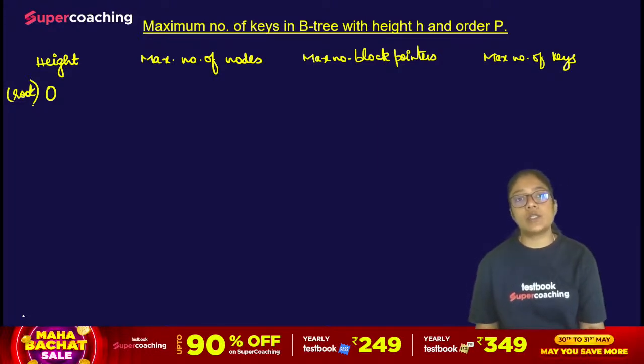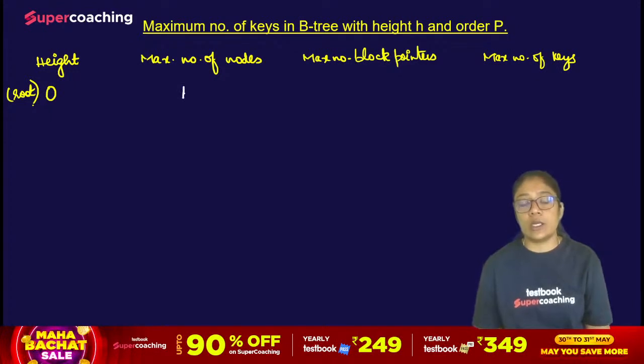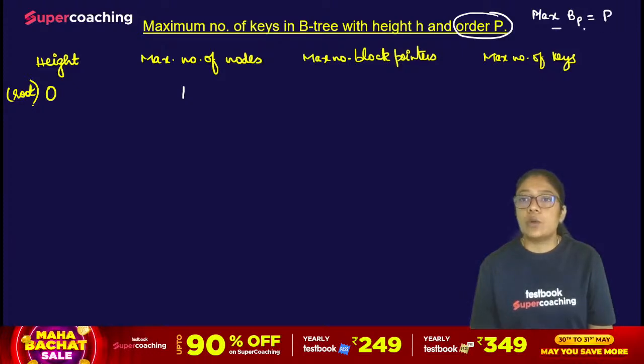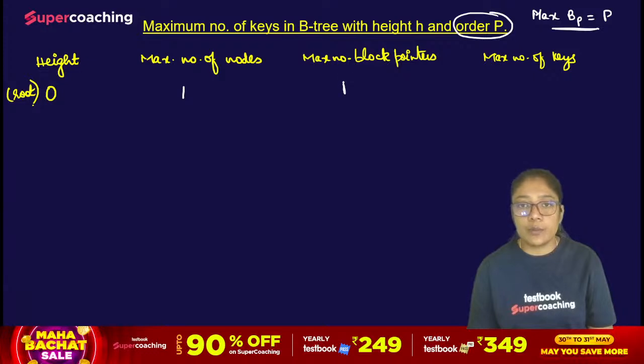At the root level, what can be the maximum number of nodes? Root is always unique, so it will be 1 only. But maximum number of block pointers, since here the order of the tree is given as P, will be P only, right? So maximum number of block pointers will be P, and maximum number of keys will be P minus 1.